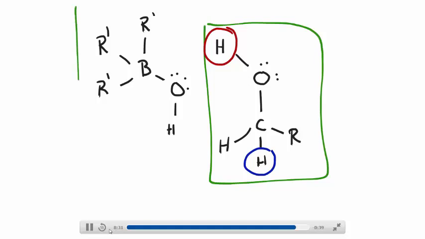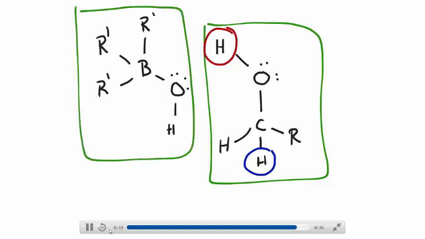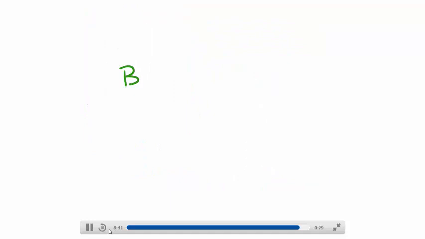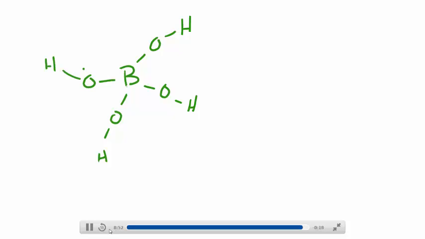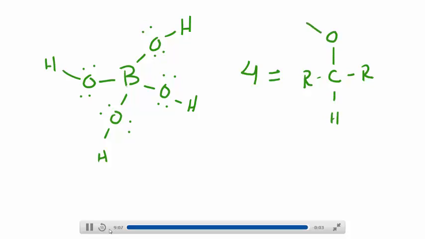This remaining complex here, the boron complex, will go through this process 3 more times, okay, so that in the end, we have a total of 4 of these alcohols that we're interested in. That's the equivalence ratio.